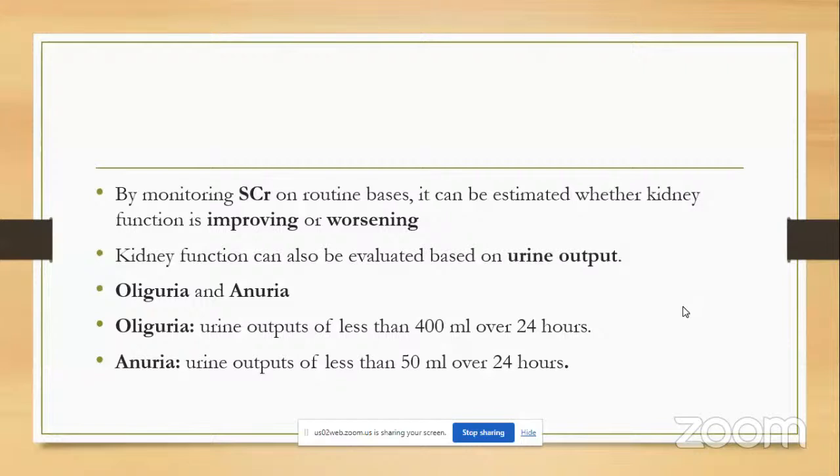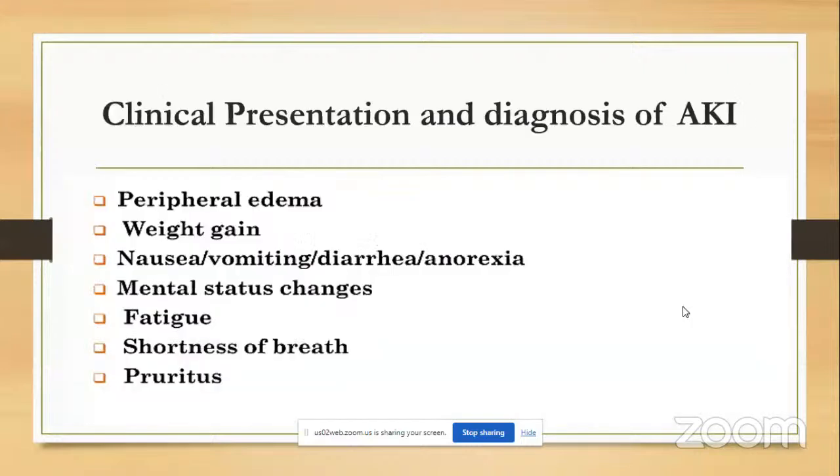Oliguria means urine output of less than 400 ml over the past 24 hours, and anuria means less than 50 ml over the past 24 hours. Clinical presentation and diagnosis of AKI include peripheral edema. Obviously, the patient having acute kidney injury, not passing urine and retaining all the electrolytes, will have edema.